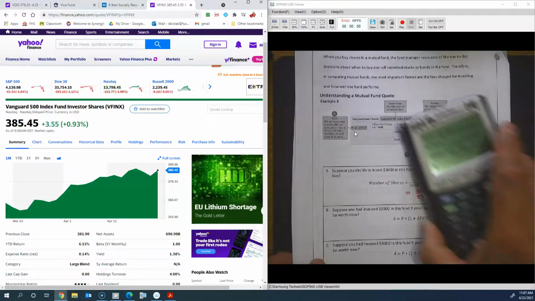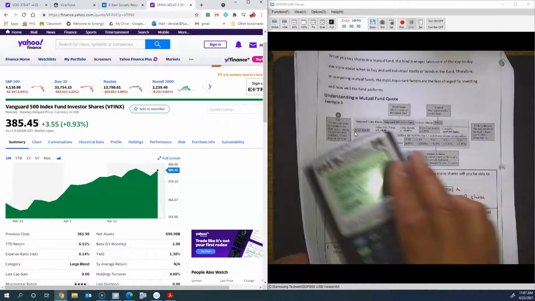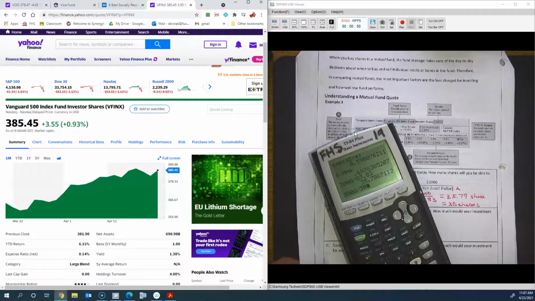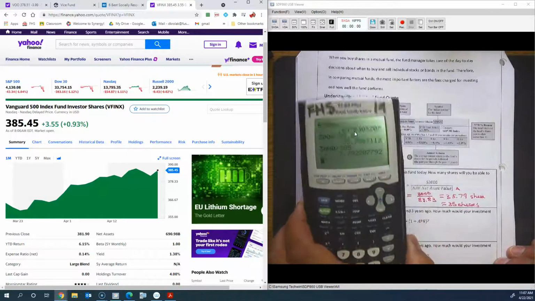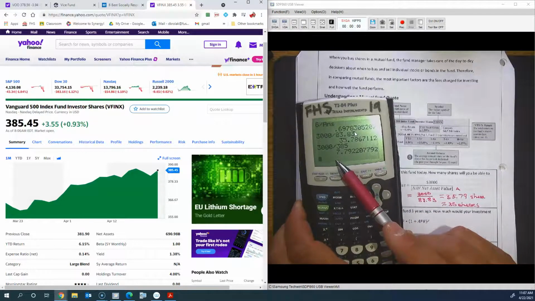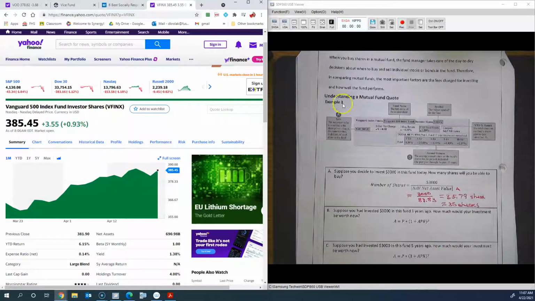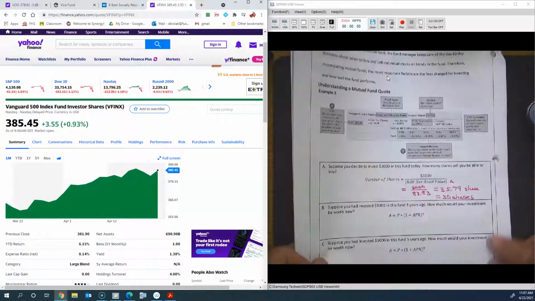Nowadays, your $3,000 would only buy, from that same company, I would divide it by 385. Now my $3,000 would only buy 7 shares. Okay, so not very many shares of this stock because it's way up.